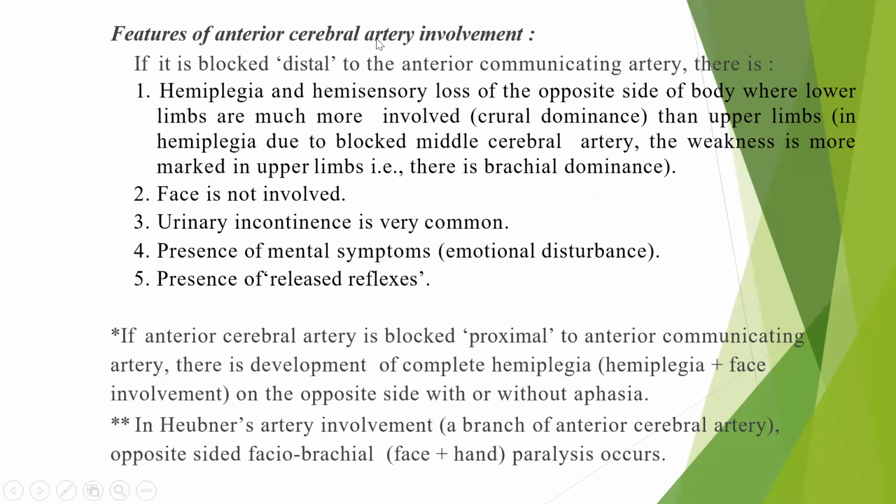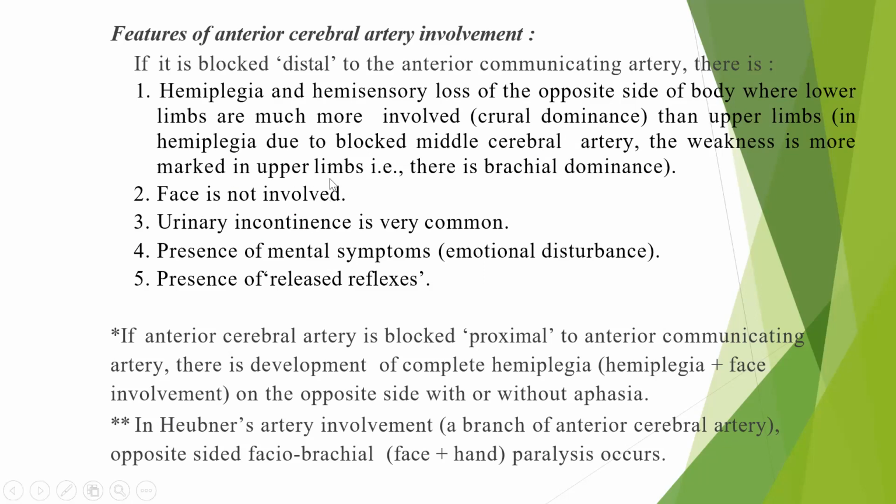So if ACA is blocked distal to the ACOM, there is hemiplegia and hemisensory loss of the opposite side of the body, where lower limbs are much more involved, as crural dominance, than upper limbs. If hemiplegia is due to a blocked middle cerebral artery, the weakness is more marked in the upper limbs due to brachial dominance. So in MCA, the upper limb will be more involved than the lower limb, and in anterior cerebral artery involvement, the lower limb will be much more involved than the upper limb.